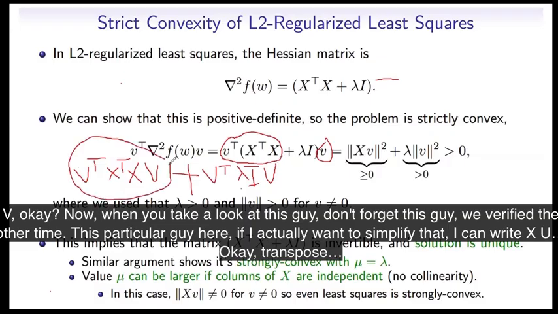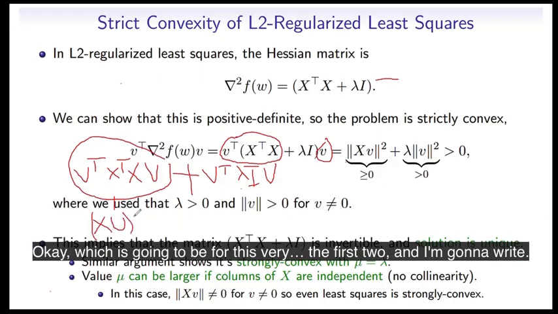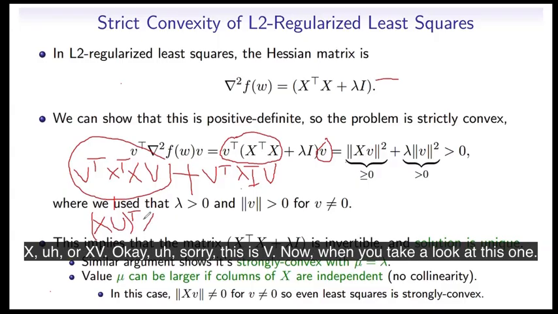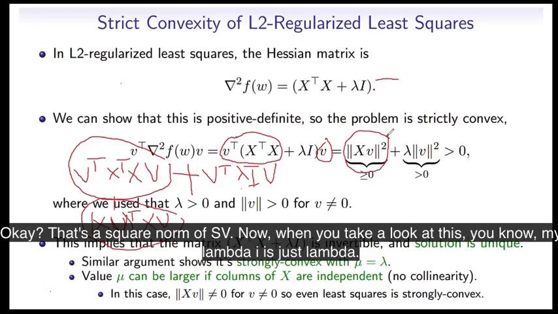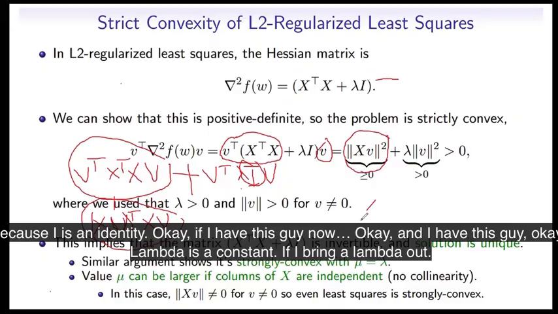Now when you take a look at this guy, don't forget we verified this the other time. If I want to simplify that, I can write XU transpose, which is going to be for the first two. Then I'm going to write XV, sorry, this is V. This is a square norm of XV, that's a square norm of SV.